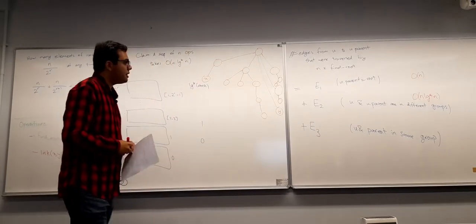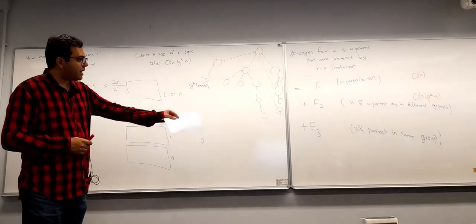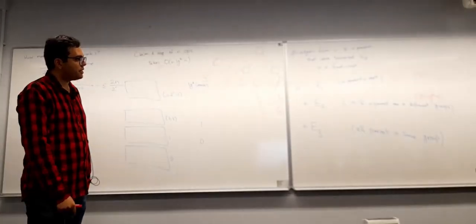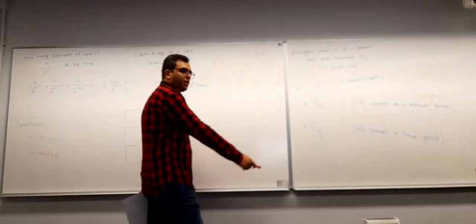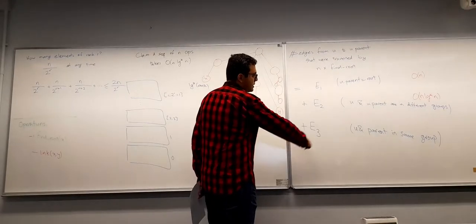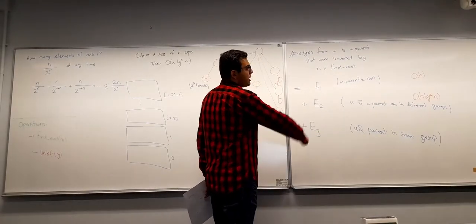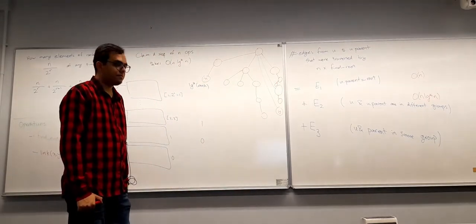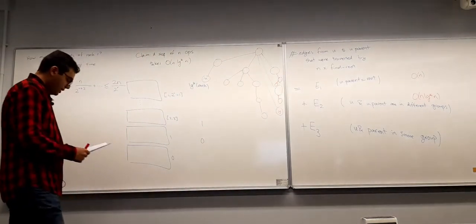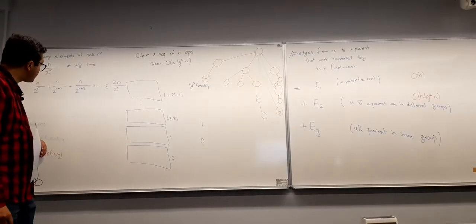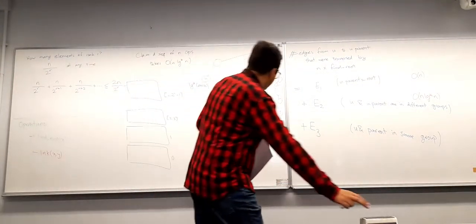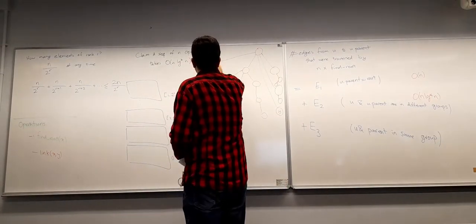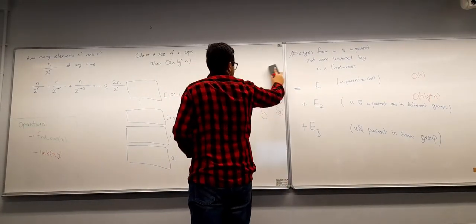Okay, this is good. So now if I can find a similar bound for E3, we're done, right? If I can say that the total number of edges that go in the same group is also at most n times log star n, then I would be happy. So what would I do with the edges that go in the same group?